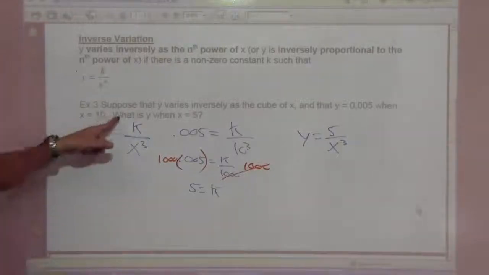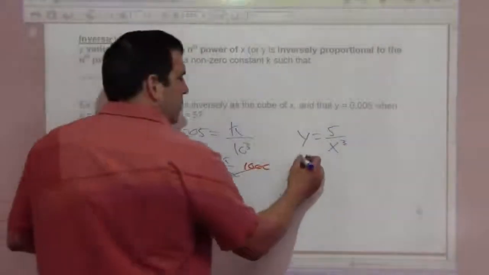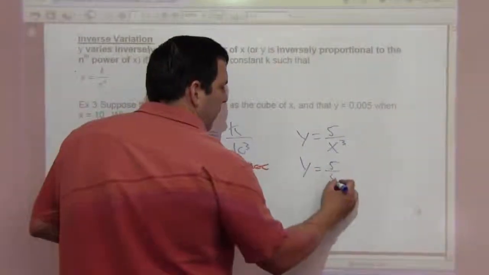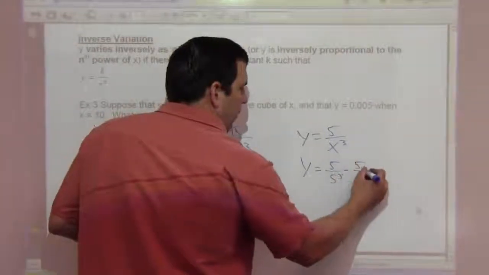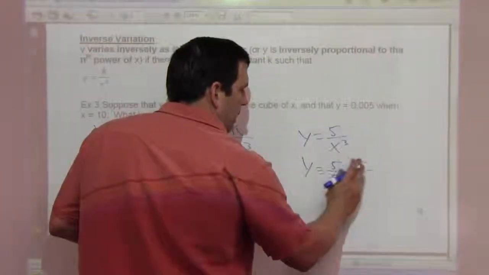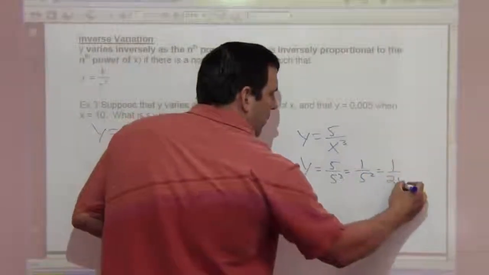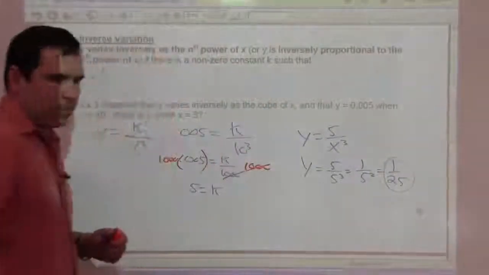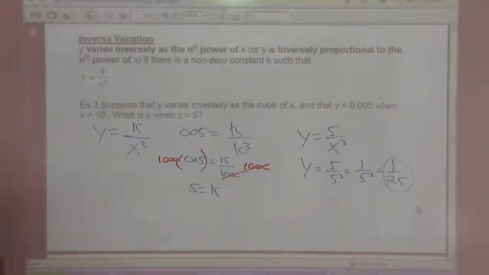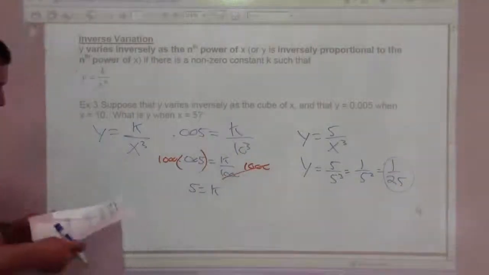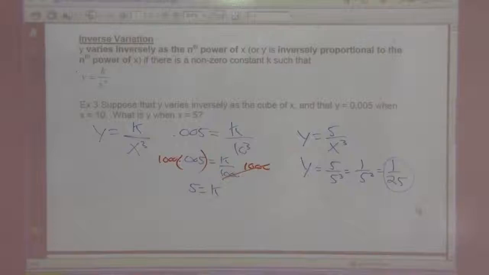And it says, what is y when x is 5? So y equals 5 over 5 cubed. 5 over, well, I could just reduce that, couldn't I? 1 over 5 squared, or 1 over 25. Okay. Go on to the next page here.